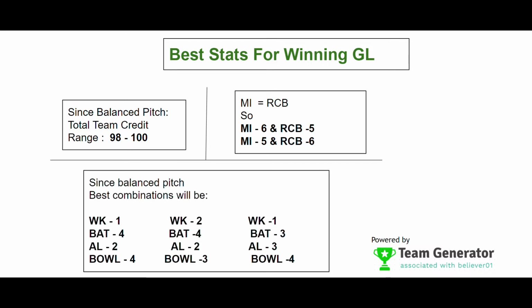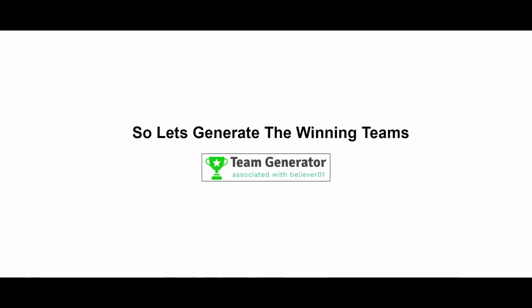The most important part: the possible best combinations for this match will be 1 wicket keeper, 4 batsmen, 2 all-rounders, 4 bowlers; or 2 wicket keepers, 4 batsmen, 2 all-rounders, 3 bowlers; or 1 wicket keeper, 3 batsmen, 3 all-rounders, 4 bowlers. Using all this data, let's generate the teams in our team generator software.